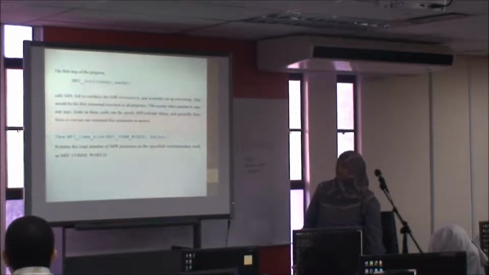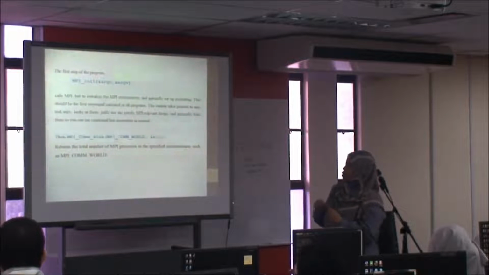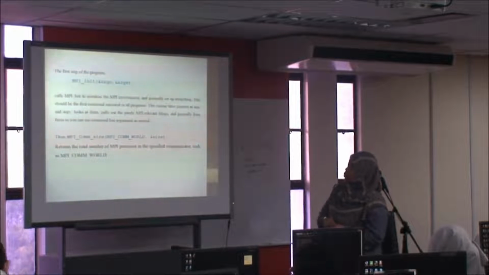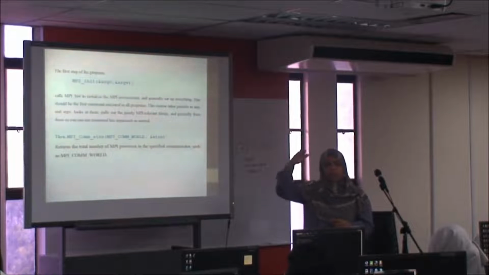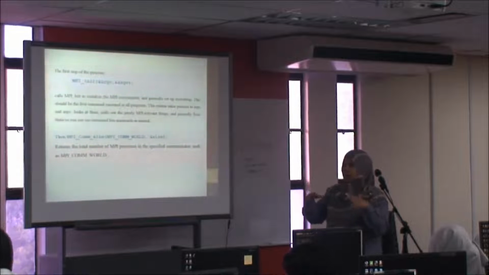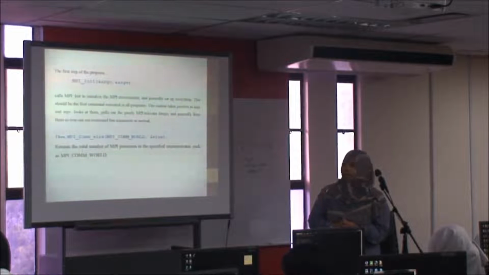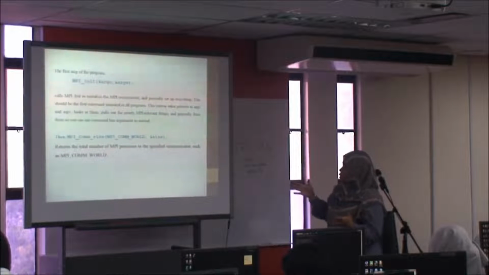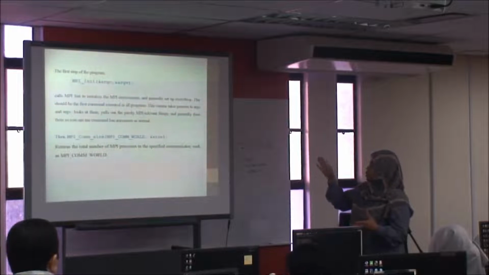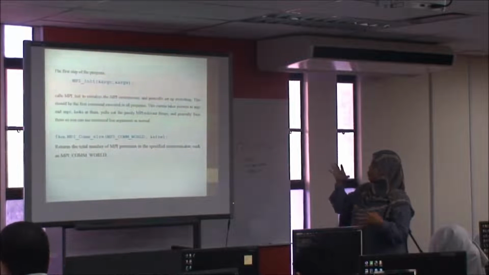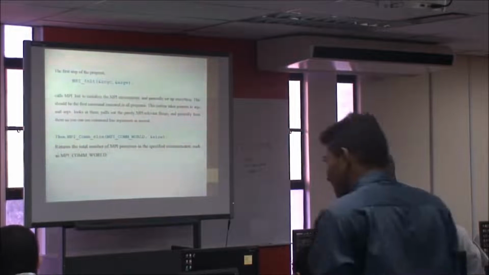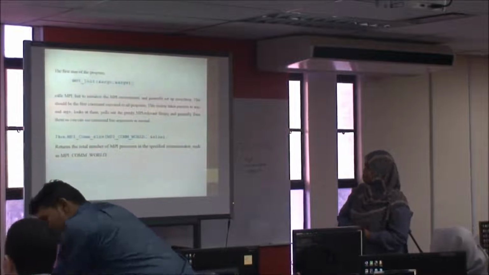Okay, the first step of the program, MPI_Init. So inside here you can see the same as in main, argc and argv. It calls MPI_Init to initialize the MPI environment. So when the program reads MPI_Init, it will understand we have to initialize the MPI environment. Okay, and generally set up everything. So this should be the first command executed in all programs. This routine takes pointers to argc and argv and will look at them, pull out the purely MPI relevant things, and generally fix them so you can use the command line arguments as normal. So you have to have the MPI_Init.